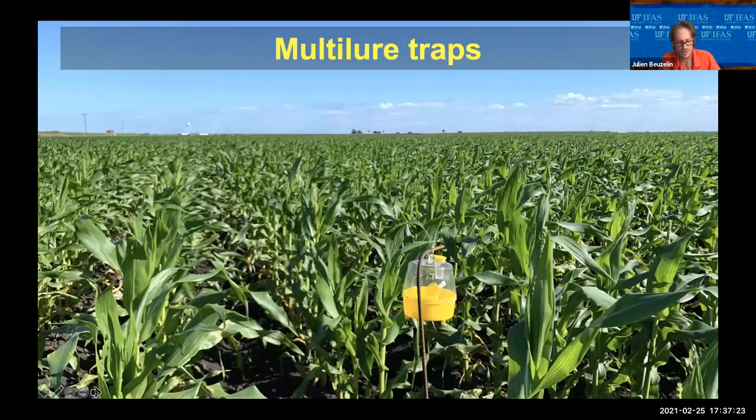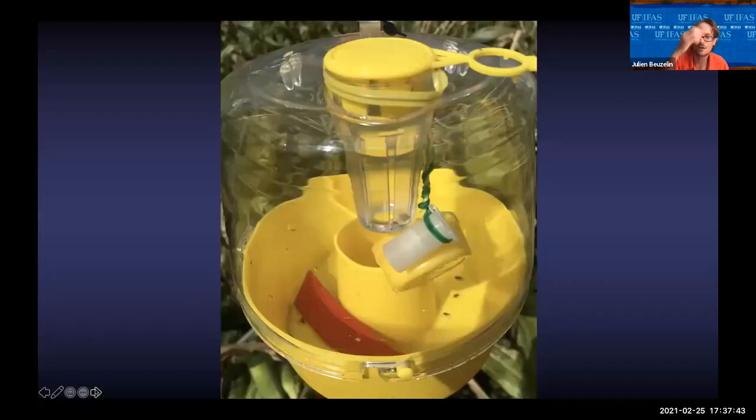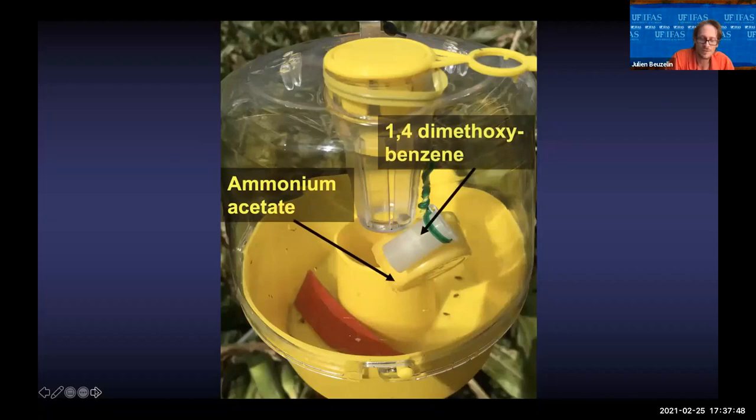So we recently initiated a study with my PhD student, Balwinder Kaur, to start understanding the role of those adjacent habitats. But for that, we need a good sampling tool. And we've been using those multi-layer traps baited with ammonium acetate and 1,4-dimethoxybenzene. And this is a relatively effective and convenient way to have continuous sampling of the flies.